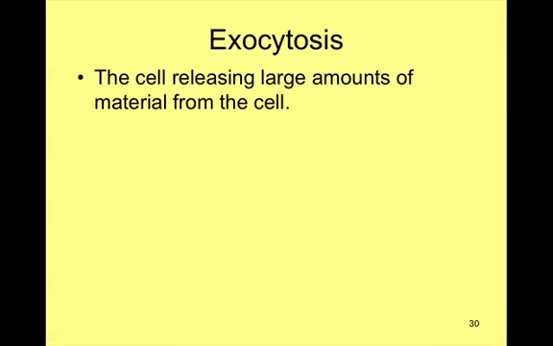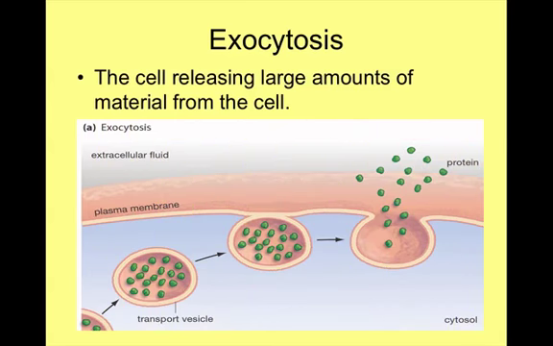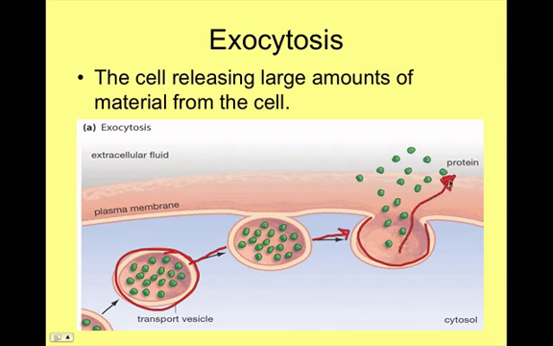Exocytosis is the cell releasing large amounts of material from the cell. So this is where the cell would release things like waste. So this process is exactly the same, only it's going in the other direction. You can see where these transport vesicles have particles of waste inside of them. They move closer and closer to the cell membrane. They go up to the cell membrane and then they release. And in this case, it's actually particles of protein. They also can release waste in this fashion.